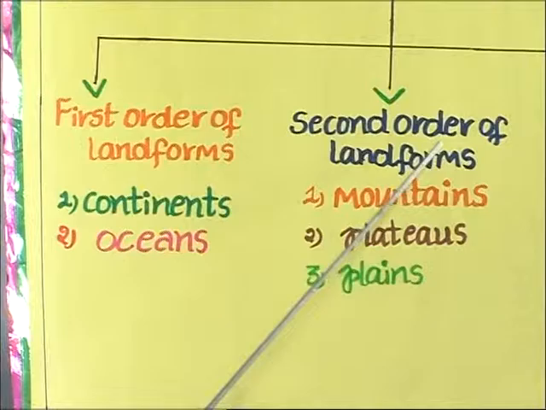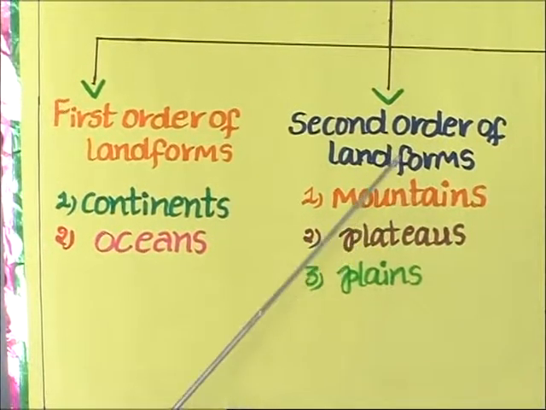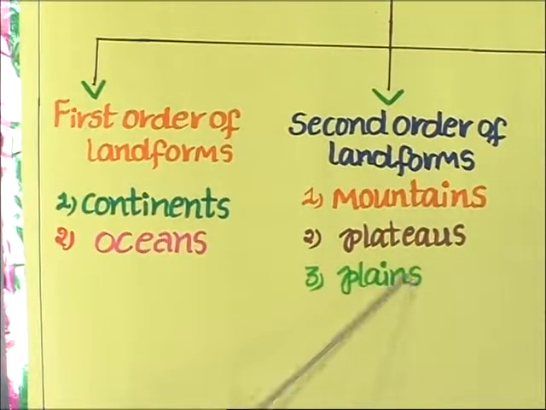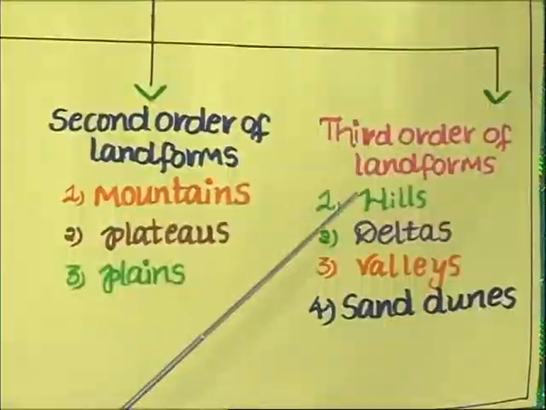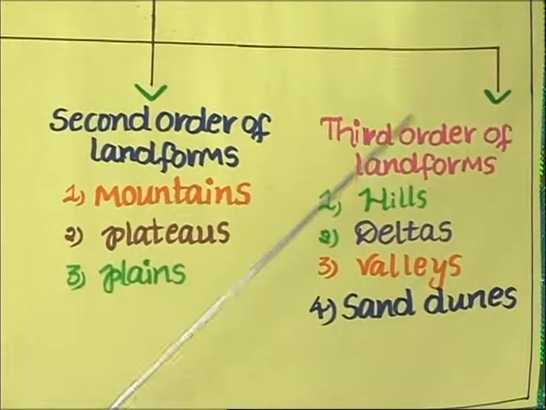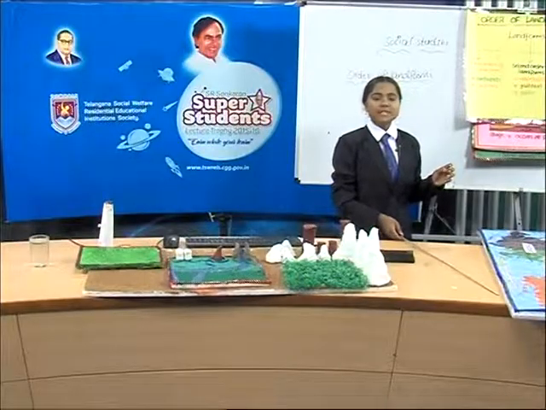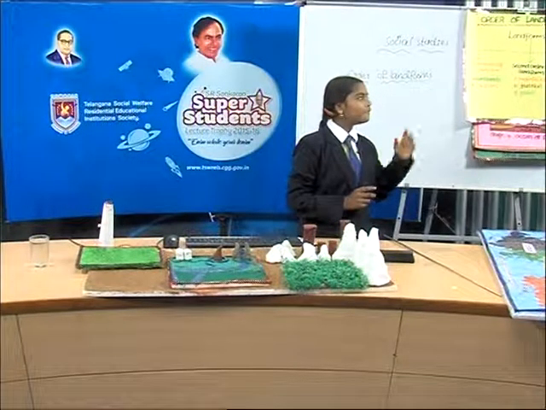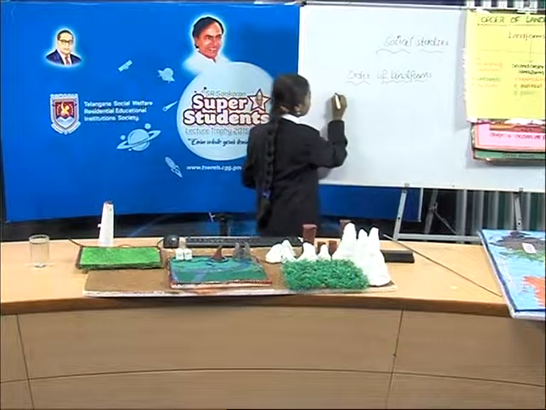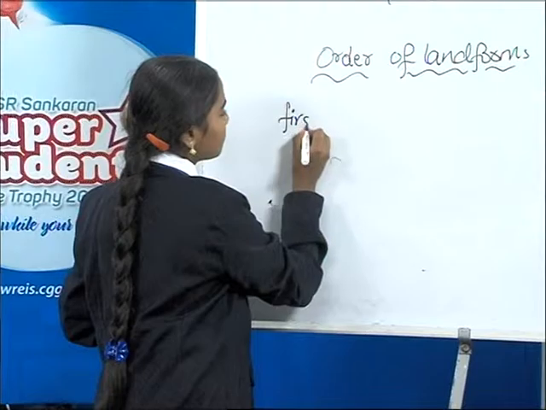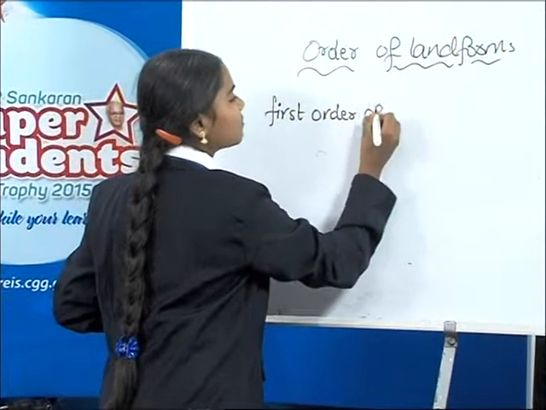And the second order of landforms can be divided into 3 categories. They are the mountains, plateaus and plains. And the third order of landforms can be divided into categories. They are the hills, deltas, valleys and the sand dunes. Okay friends, let's learn about the formation of the first order of landforms.